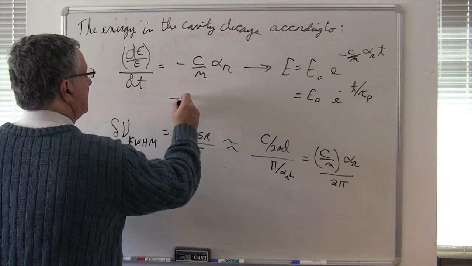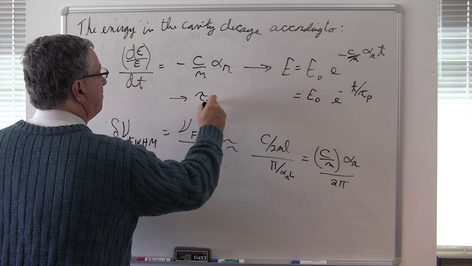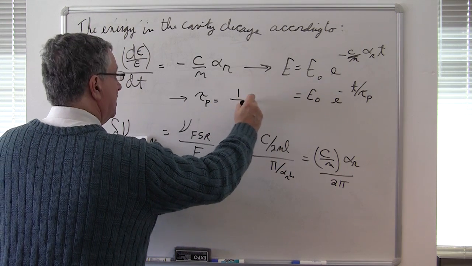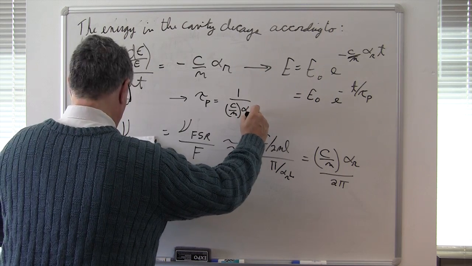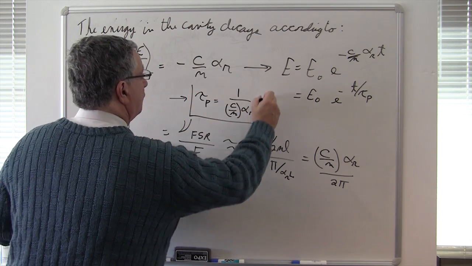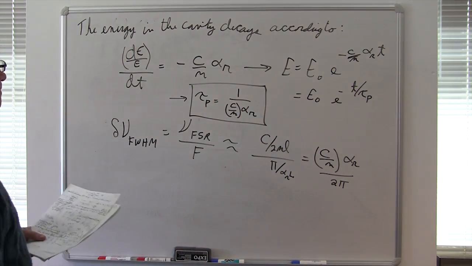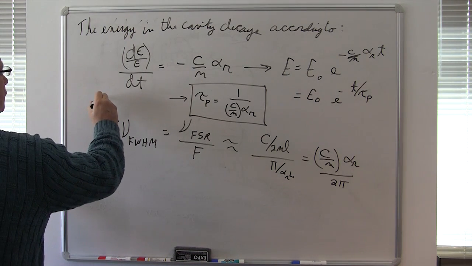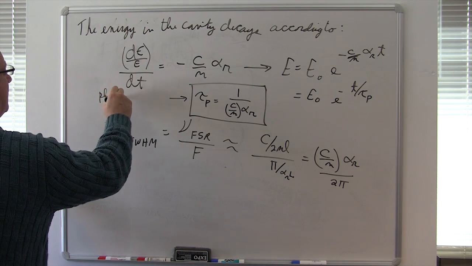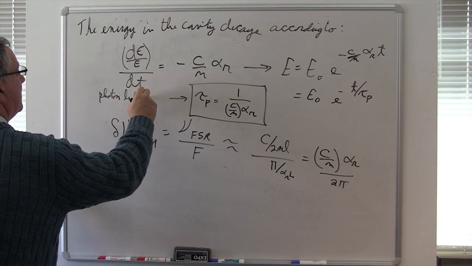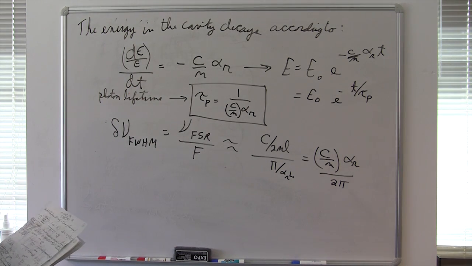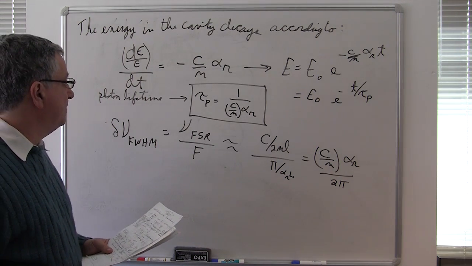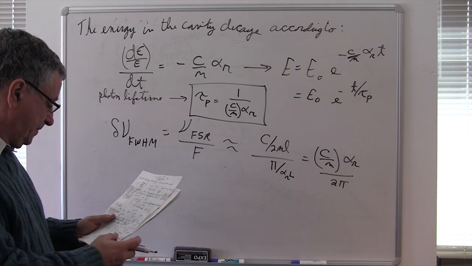Okay, so here this implies tau p is equal to 1 over c divided by n times alpha r. Okay, that's our photon lifetime here. So photon lifetime in the cavity is given by this expression. Okay, this is the way the energy decays inside the cavity.